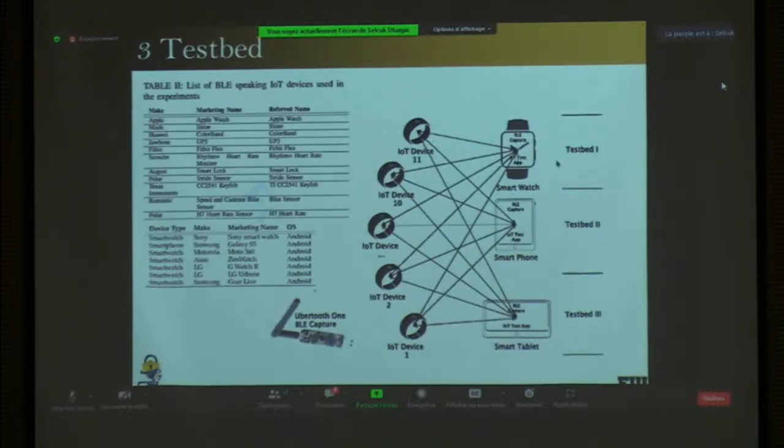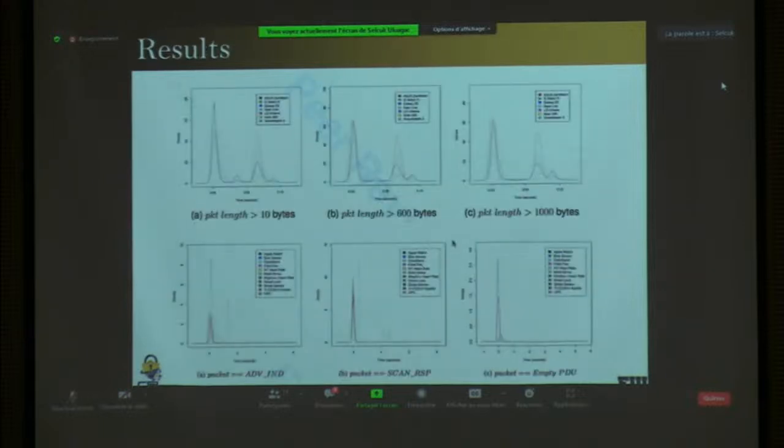So we built 3 test beds using smartwatch, smartphone, and smart tablet. And these are the devices. We had about 20 different devices. And here are results. This is just a sanity check result, basically. As you see here, you can identify individual devices in these plots easily.